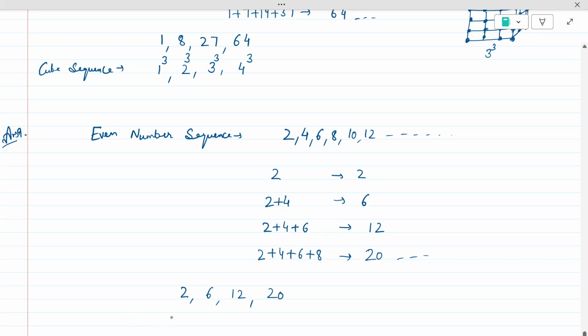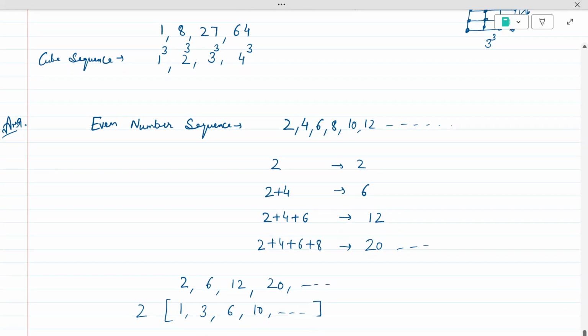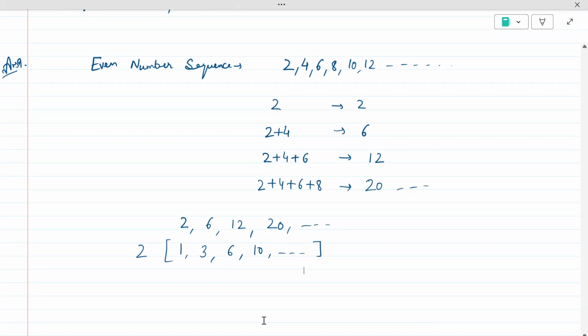If I take out 2 common from this, we will get the sequence of 1, 3, 6, 10 and so on. Right? So what are these numbers? This is a sequence of triangular numbers.